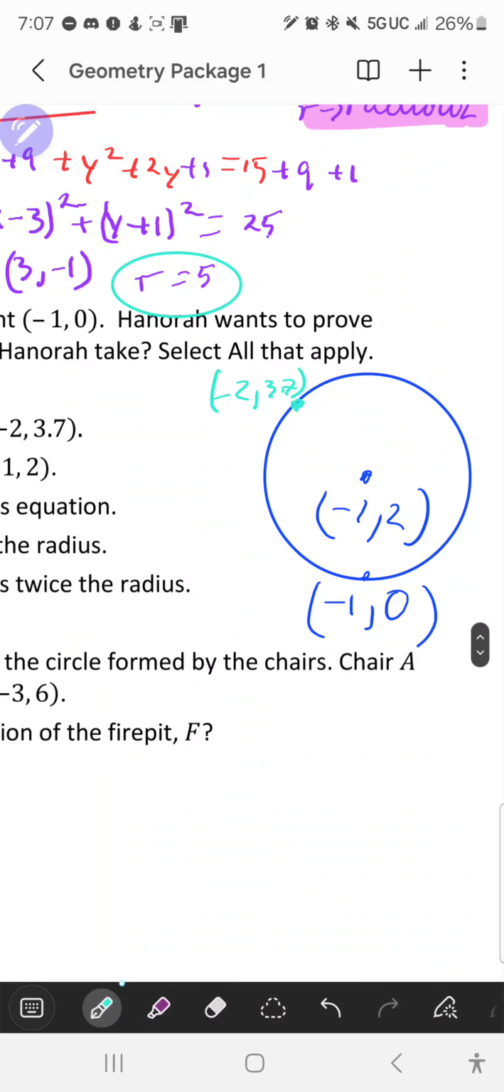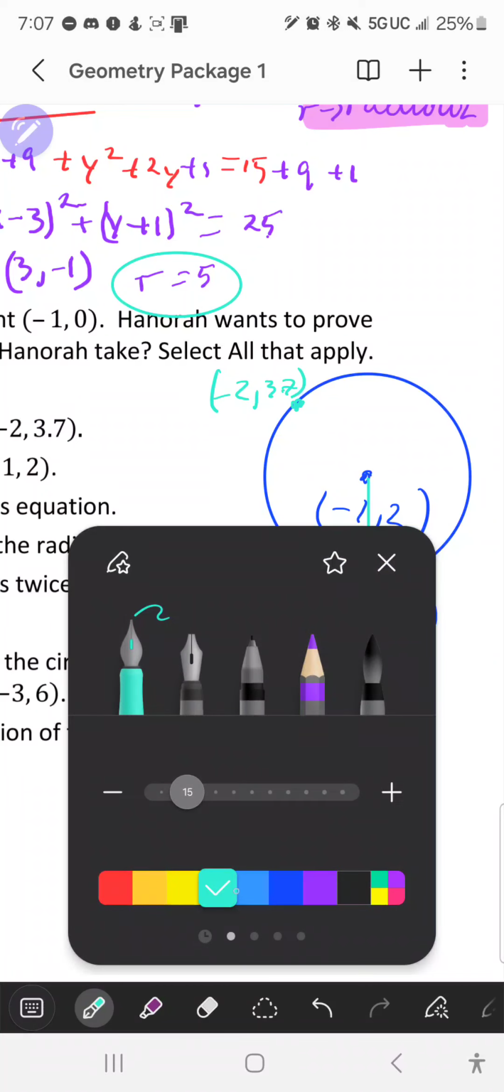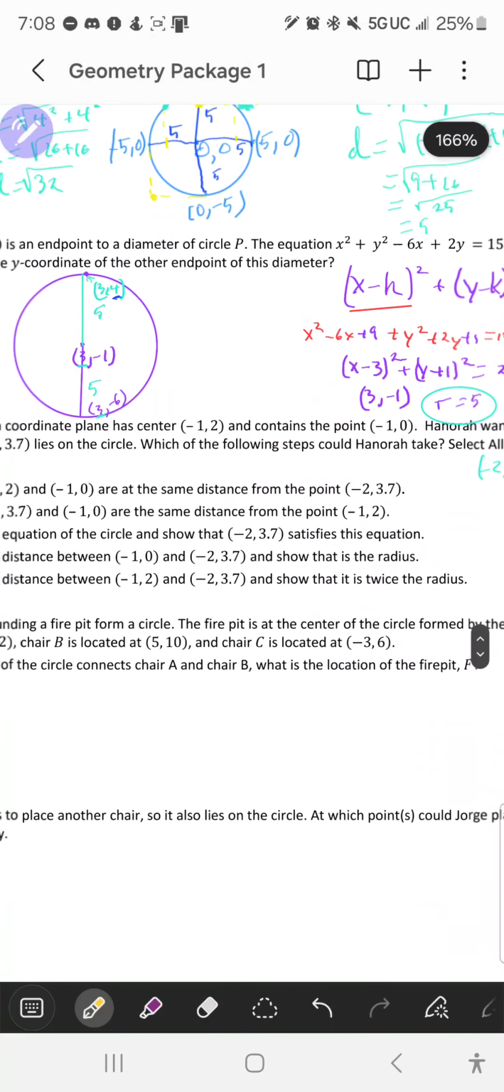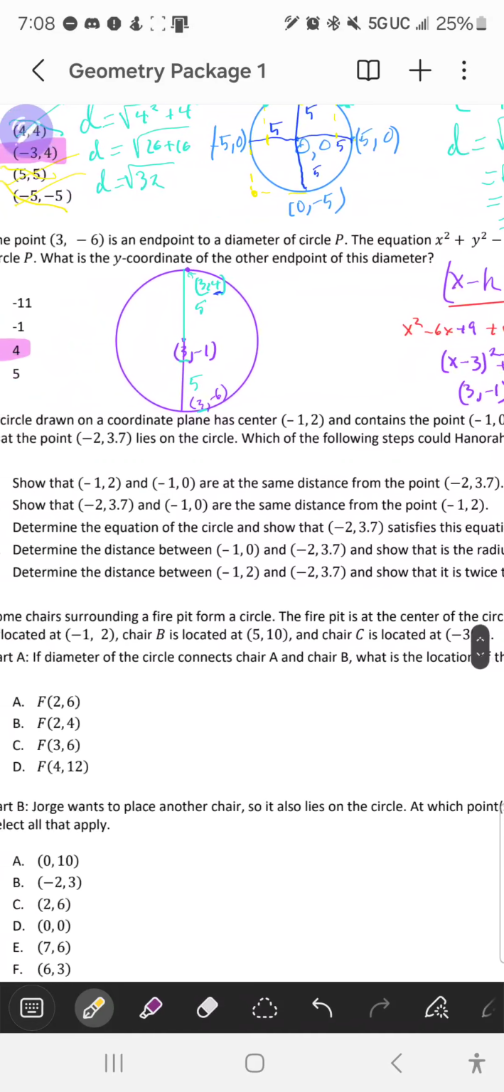By visualizing this, something that I can see is that if we have these 2 points, we can know the radius, and they have the same x value. So we're going to just see the difference in the y, which is going to be 2. So the radius is 2. And for this point to be in the circle, this radius must also be 2. So I'm going to read this and see what makes sense.